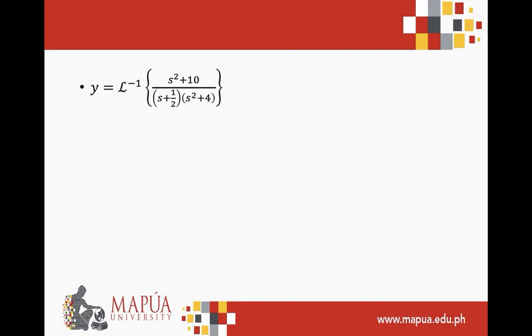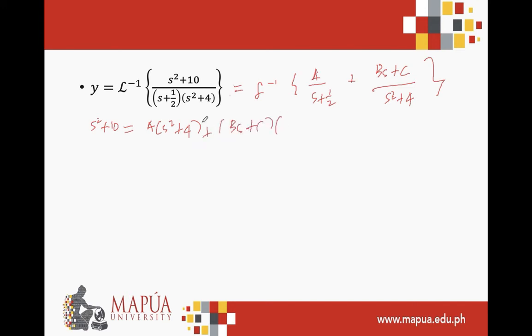We solve this using partial fractions. The equivalent partial fraction of this is: we put a constant a for the linear factor, and for the quadratic factor, the numerator is bs plus c. Then we solve for the constants. Cross multiply here, so this will give you a times s squared plus 4, plus bs plus c multiplied by s plus 1 half.